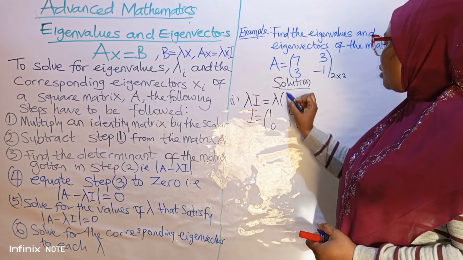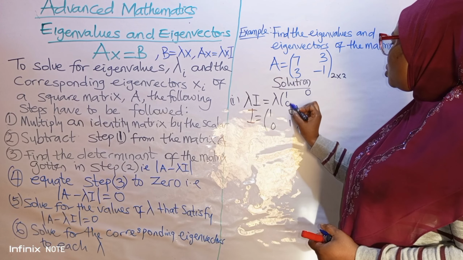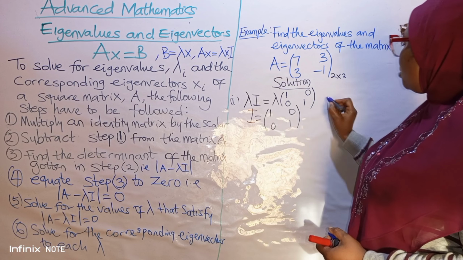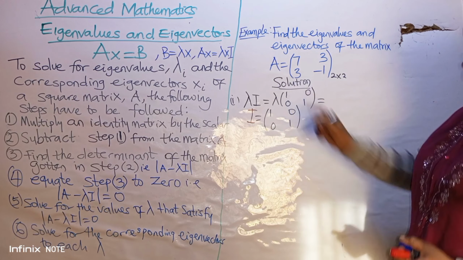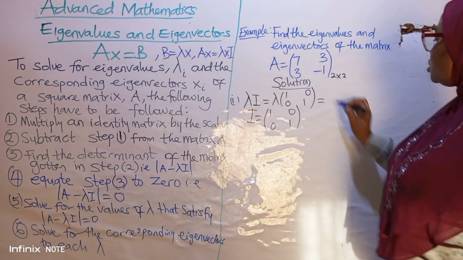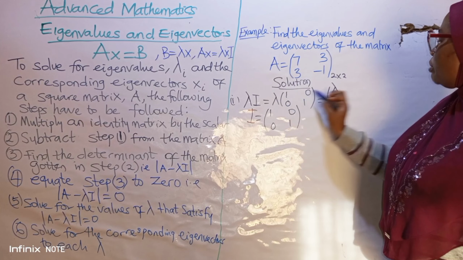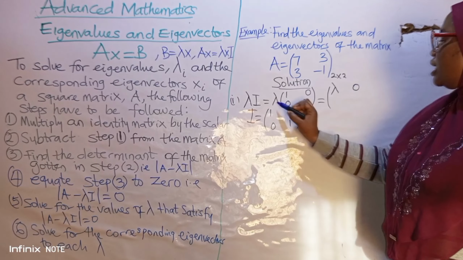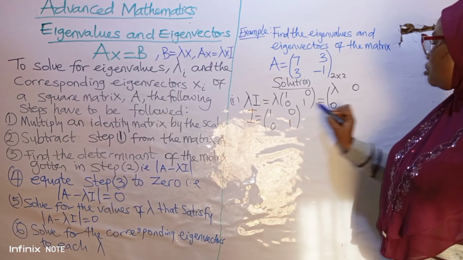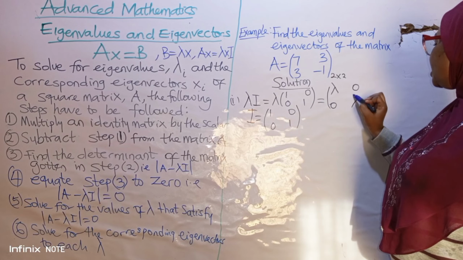Lambda multiplied by [1, 0; 0, 1] will now be equal to, you use lambda to multiply all the elements there. So I have lambda multiplied by 1 is lambda, lambda multiplied by 0 is 0, lambda multiplied by 0 is 0, lambda multiplied by 1 is lambda.